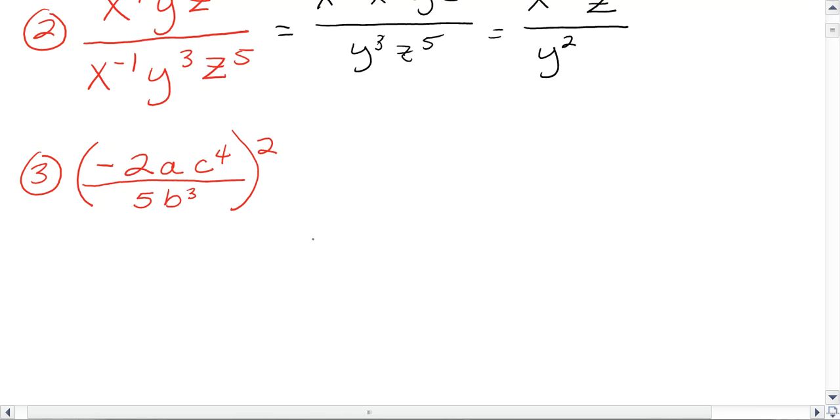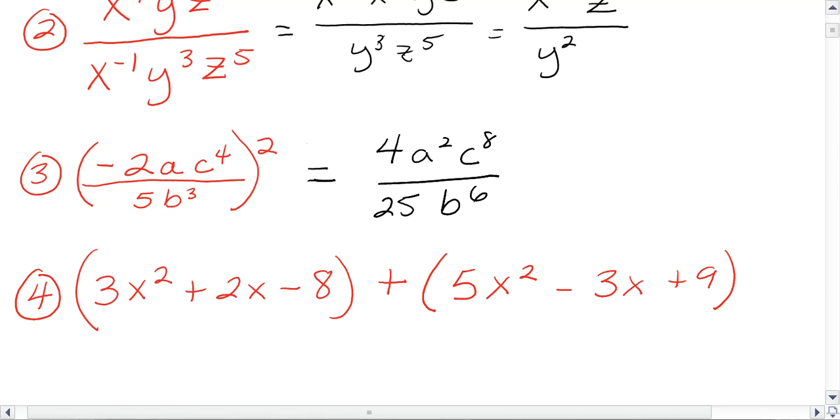All right, this last example, we are taking everything inside this parentheses to the exponent of 2. So if you'll recall, negative 2 times negative 2 is positive 4. And then I just have a squared, c to the 8th, over 25, b to the 6th. And just checking it for any more simplifying, I cannot reduce this fraction of 4/25, and there's no like bases to combine, so this is the simplified answer.